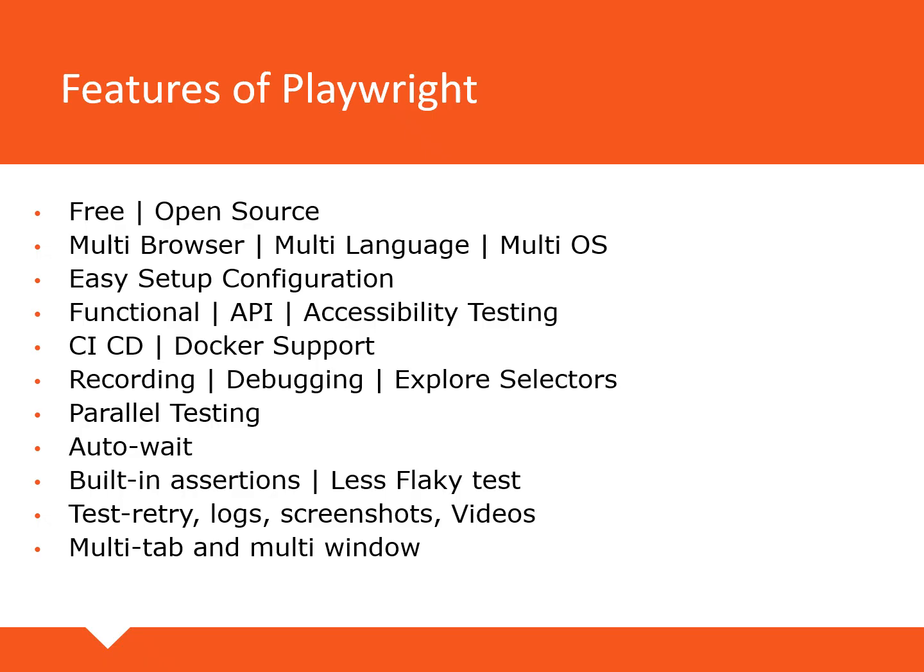Playwright in itself is very fast, but with parallel testing we can run Playwright on multiple browsers at the same time. Then we have auto wait and auto timeouts. There are some auto waits built into Playwright. When we are loading a page, or when we are finding some object, or doing any action on the object, there is a timeout available, and by default it is 5 seconds, and we can change it as well. Then we have built-in assertions.